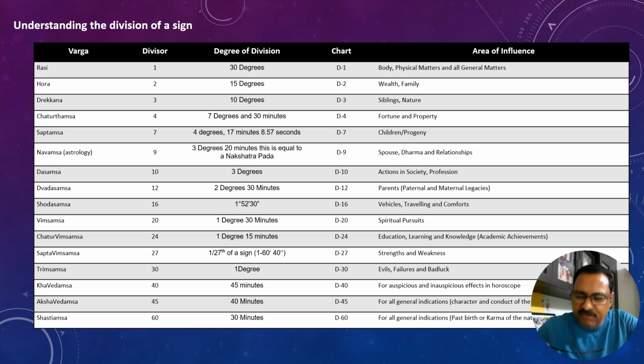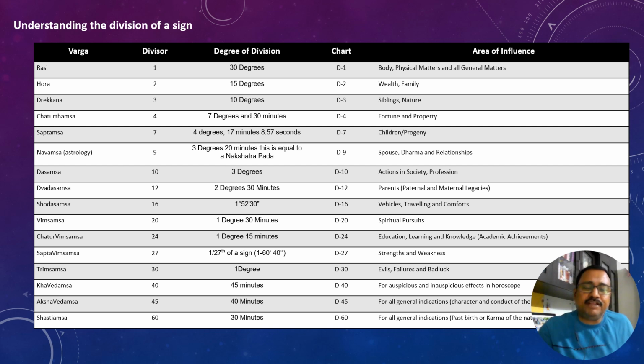Similarly, a sign can be divided into the Navamsa chart, which is 9 divisions of a sign. Then a sign can be divided into, let's say, 30 parts. It's called Trimshamsha, where each part is 1 degree. You granularly divide the astrological chart into 30 parts, so you get 1 degree each, and that can be used to really understand specific evils in the native's life, specific failures that the person may face, and the kind of bad luck this person may get, right?